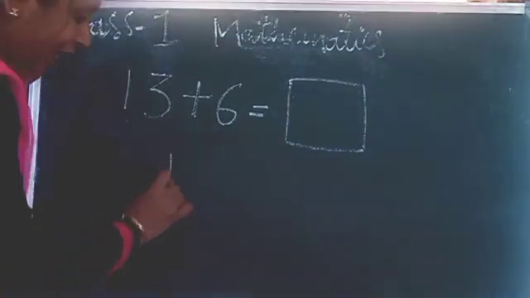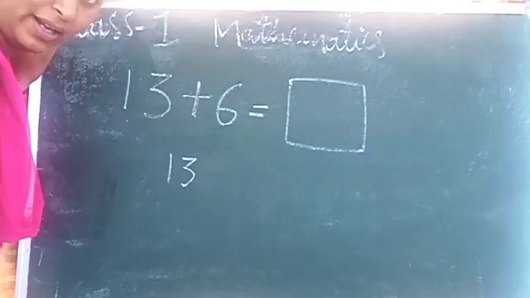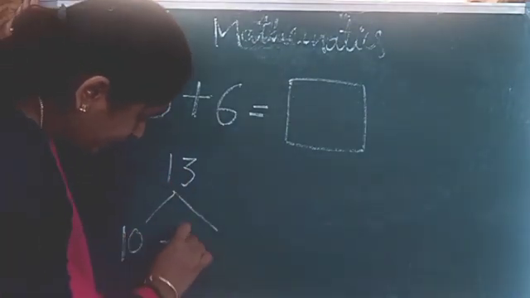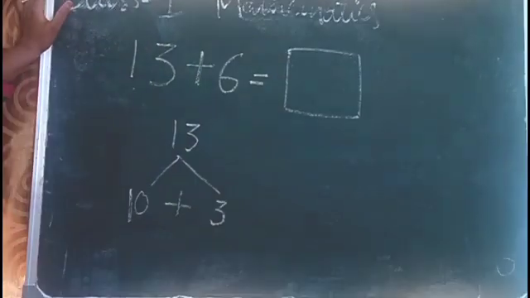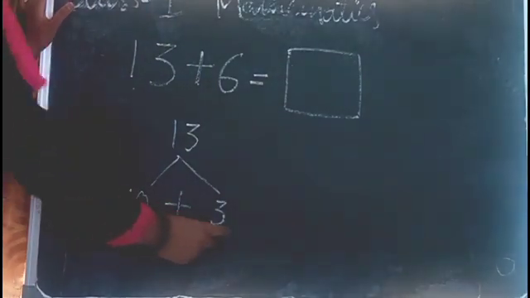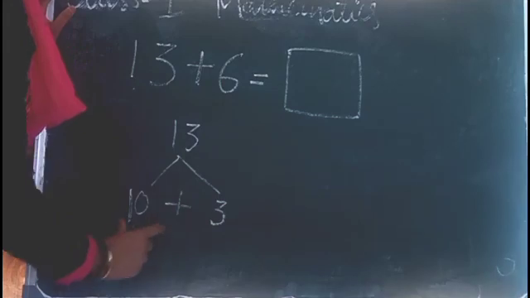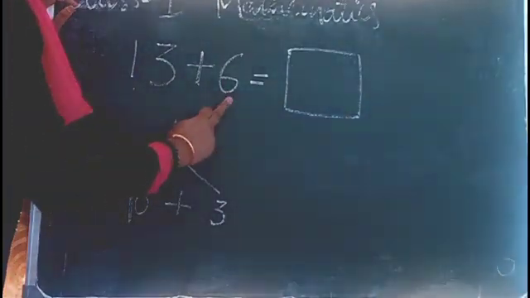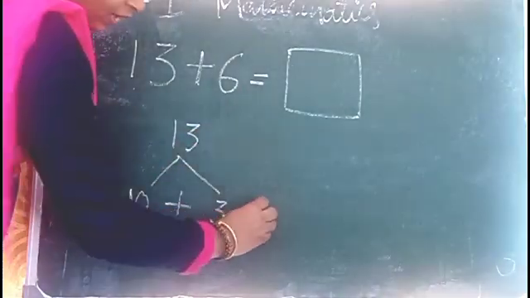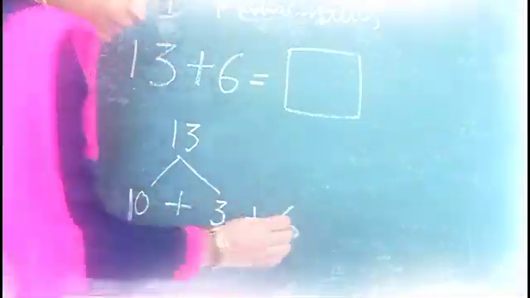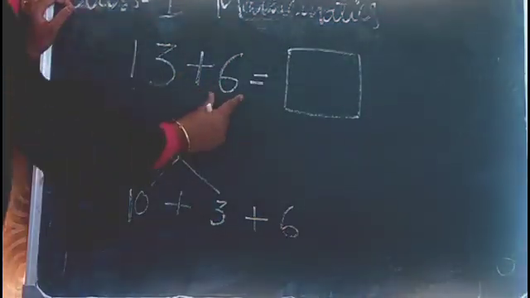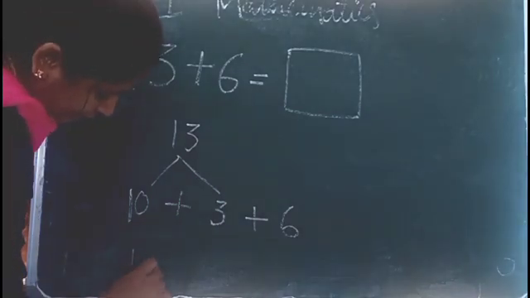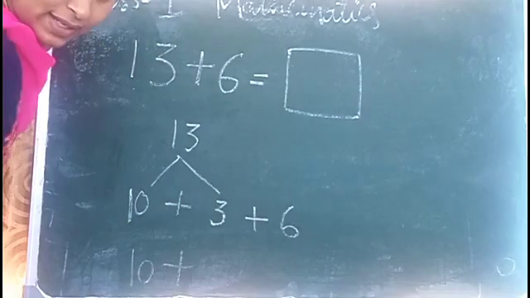Okay, 13 can be broken down as 10 plus 3. We can write this 13 as 10 plus 3. 10 plus 3 is also equal to 13 and we are having 6 with this. I will add 6 here. Okay, I have left this 6. I will write this 6 here and I will write 10 as it is, plus 3 plus 6 is how much?